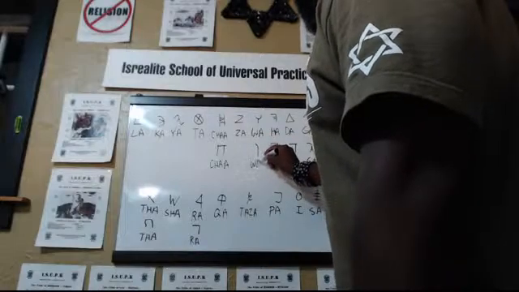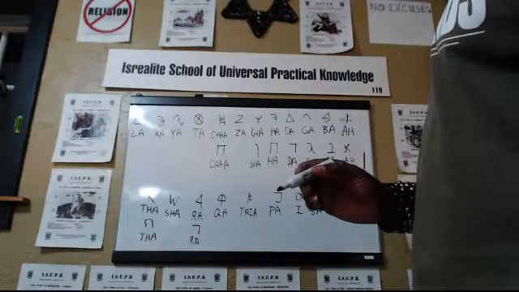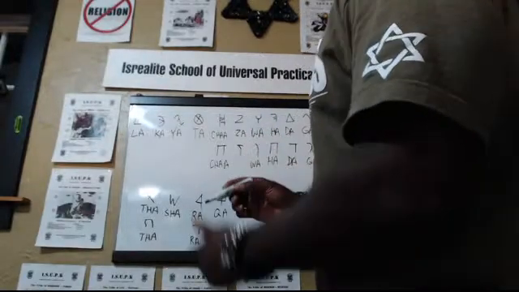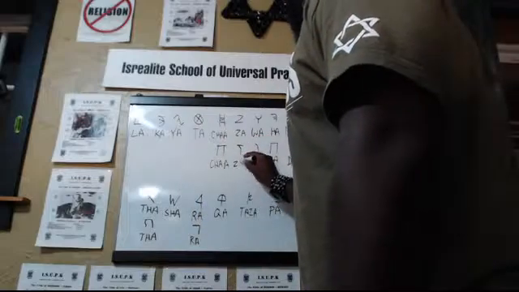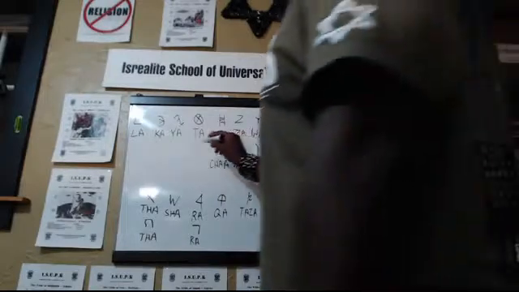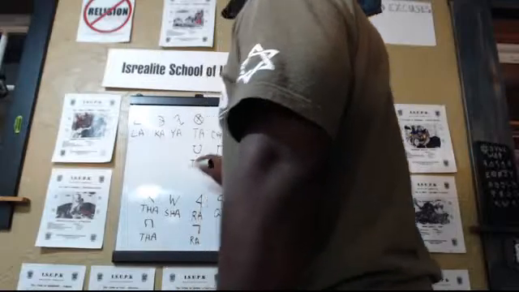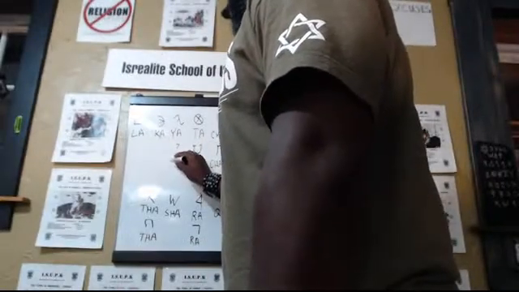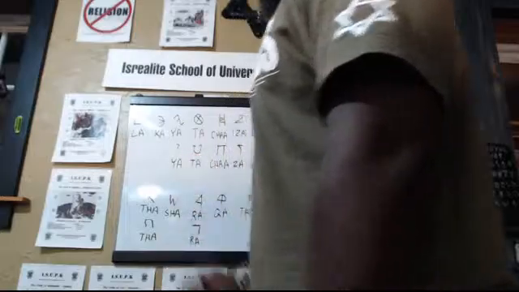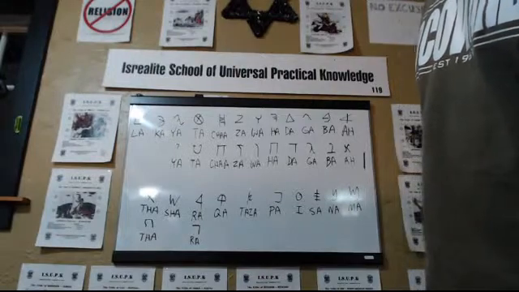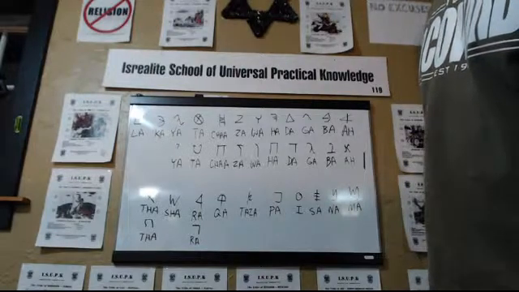This is the Wa. This is the Za. This is the Ta. This is the Ya. Notice the Ya is much smaller. It's about half the size of all the letters, right?